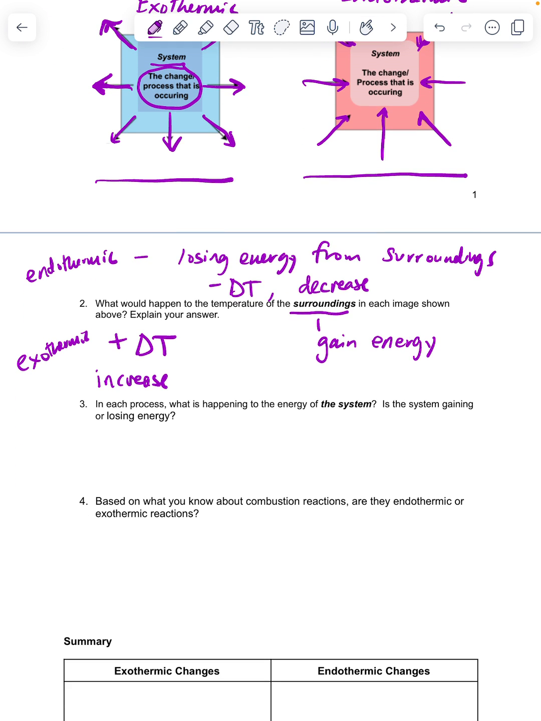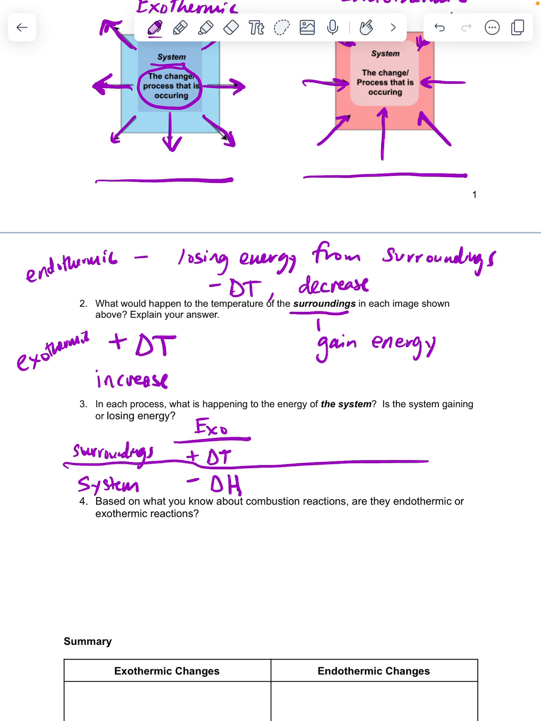So notice that the energy changes are always opposite for the system and for the surroundings. So when something is exothermic, the surroundings have a positive temperature change, but the system itself actually loses energy. And using the delta H symbol, we would say that the system is negative delta H. So the system has a negative energy change, and the surroundings have a positive energy change. Energy is always conserved, so if it goes up in one place, it must come down in another place.